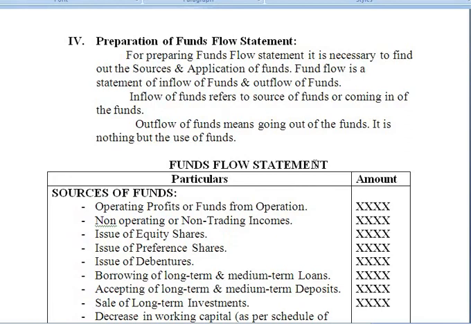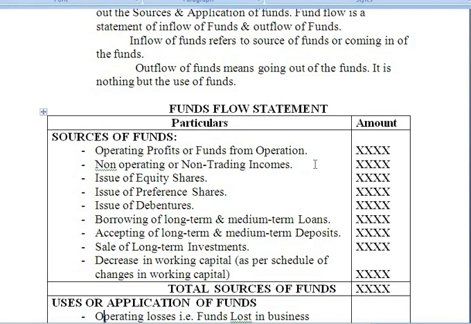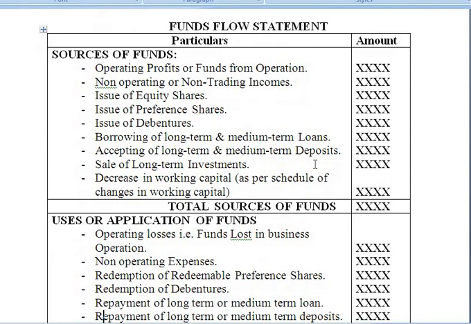A fund flow statement is a statement of what? Inflow of funds and outflow of funds. So you need to list out which are inflow of funds, that is sources of funds, and which are the outflow of funds. Inflow of funds refers to what? Sources of funds or coming in of funds, whereas outflow of funds means going out of funds. It is nothing but what? The use of funds. Okay, and here are the examples of sources of funds and application of funds.